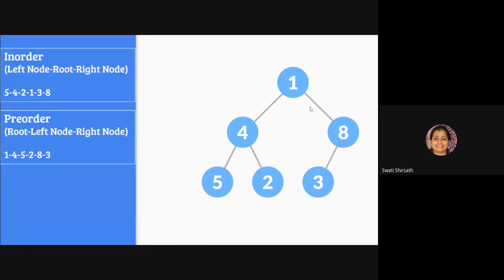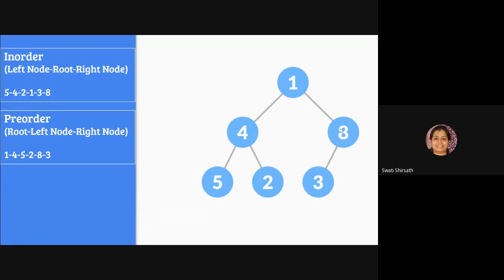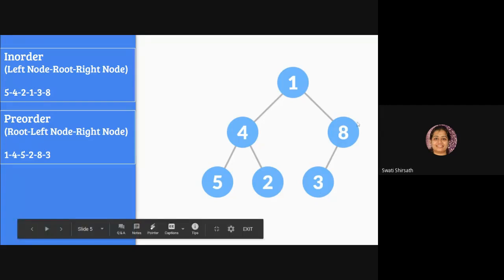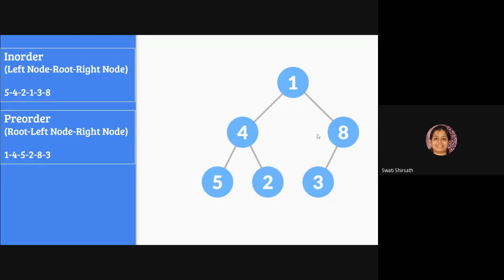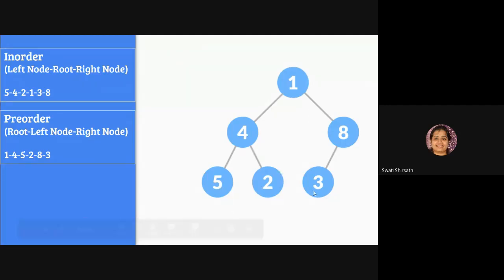Root. On the right hand side, the right node of the 1 is 8, but it is again having a tree. So it becomes the root of this subtree. So we write 8 first, then on the left hand side 3 is there, so we write 3, but there is nothing on the right hand side, so we leave it just like that. So 1, 4, 5, 2, 8 and 3, top to bottom, simple traversal. Is there any doubt?